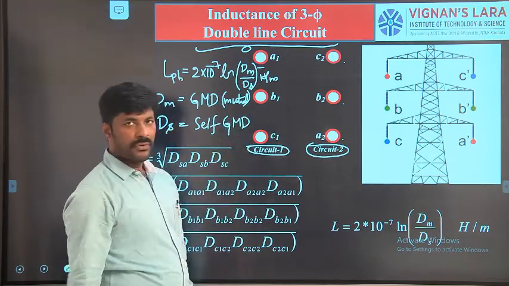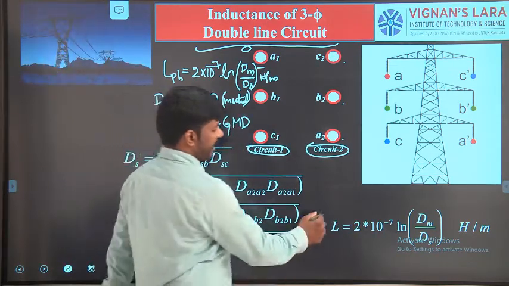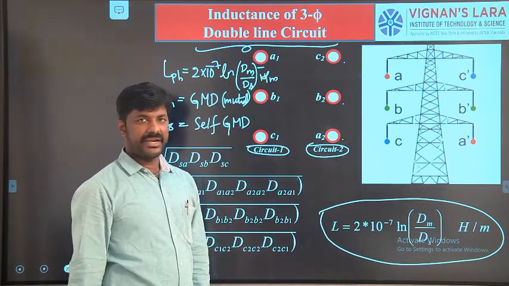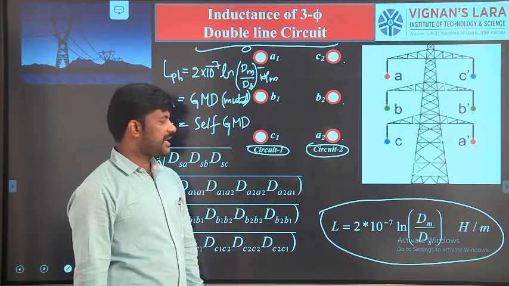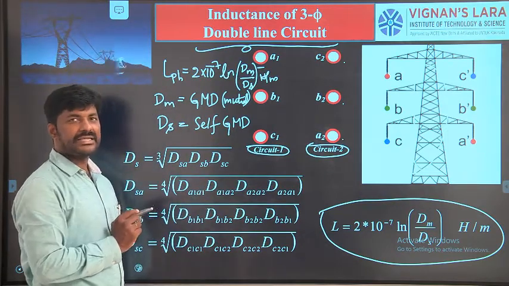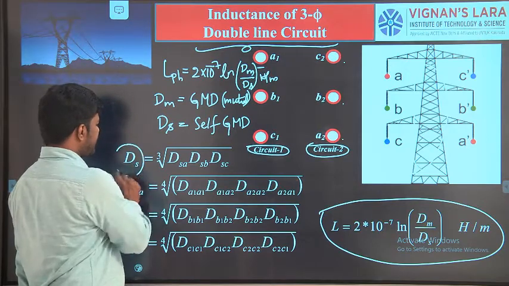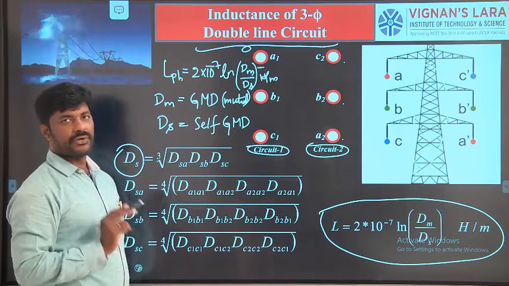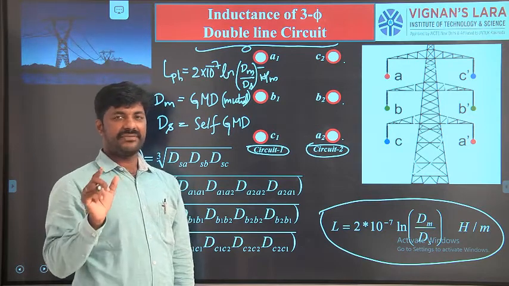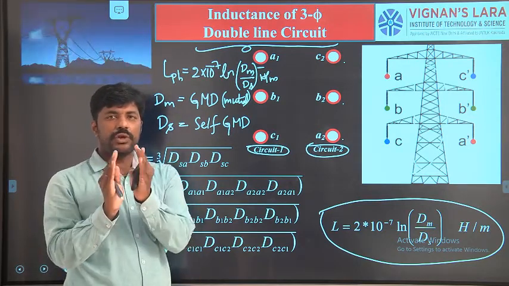Now, once obtaining these two, we can get the inductance by this 2 into 10 power minus 7 ln of Dm by Ds. In this case, now I am showing you how to find the denominator part called self GMD. The self GMD Ds is equal to, what is Ds actually? Self distance. What is self distance? It belongs to only one phase.